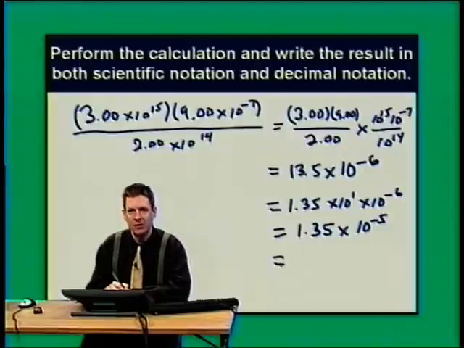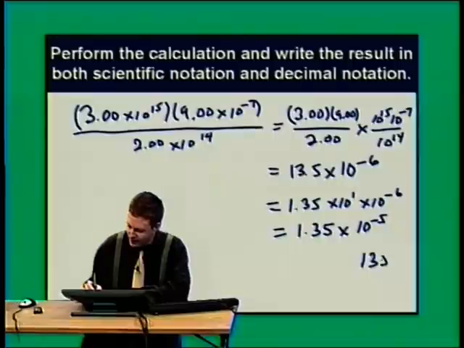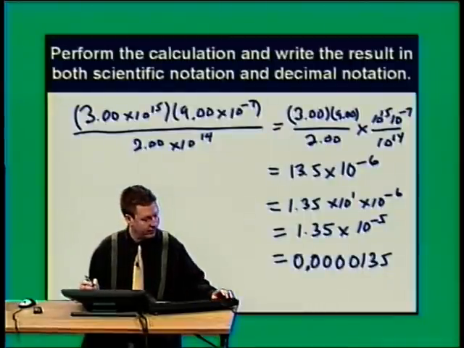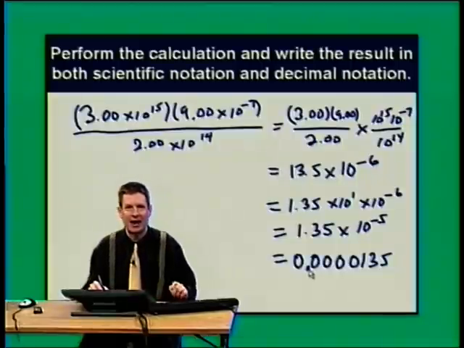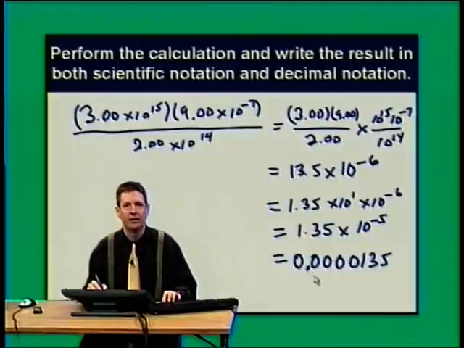So in decimal notation, I know that the 1, 3, 5 is going to be pretty far to the right of the decimal point because of this exponent of negative 5. So I'm going to write my 1, 3, 5 way over here. Right now, the decimal point's between the 1 and the 3. I need it 5 places to the left. 1, 2, 3, 4, 5 places to the left. I'm going to double check. If I take the decimal point from between the 1 and the 3 and go 1, 2, 3, 4, 5 places to the left, I do get the number on my screen.